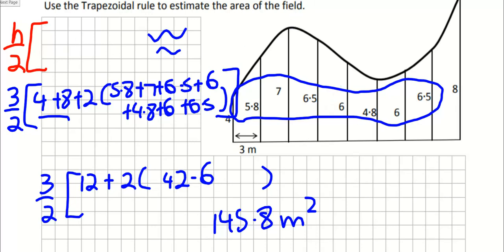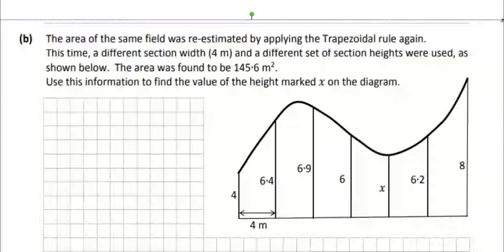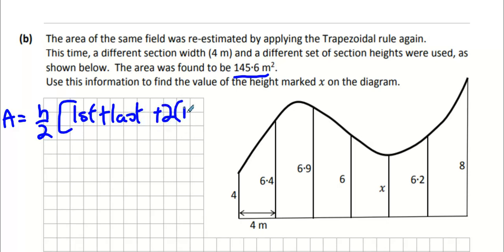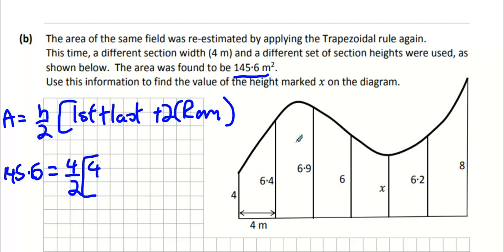Now, is there a part 2 to this? This one here? Okay. The same area was measured except the gap was 4. And the area is found to be 145.6. Okay, so we're going to do the same thing. H over 2, first plus last, 2 times remaining. We cool with that? So our A is 145.6. What's our H value, lads? 4. What's our first? 4. Our last is 8. 2 times the remaining.